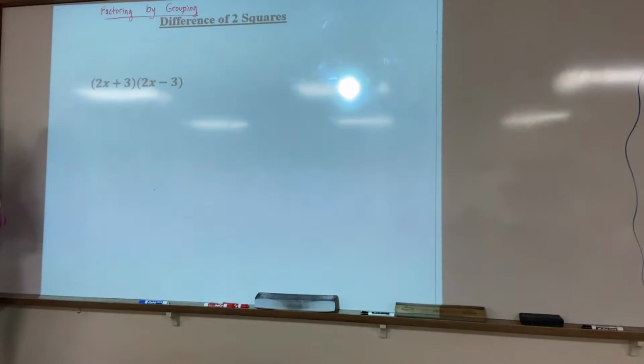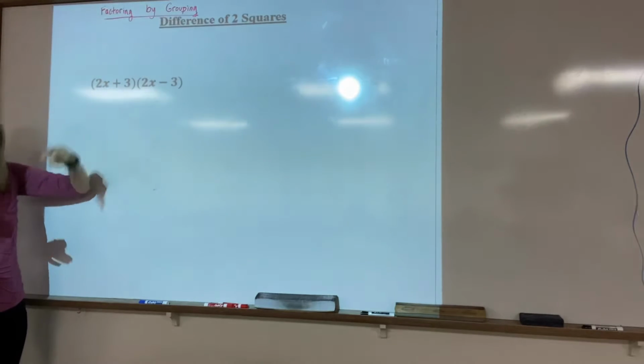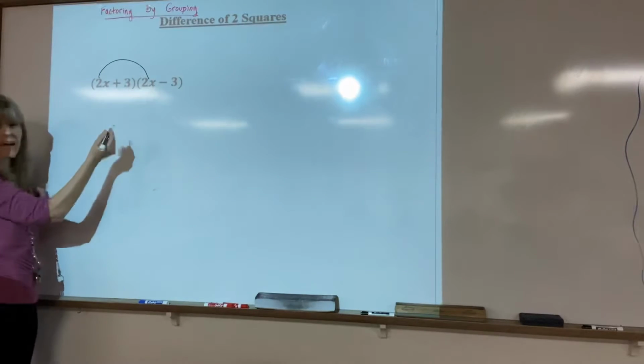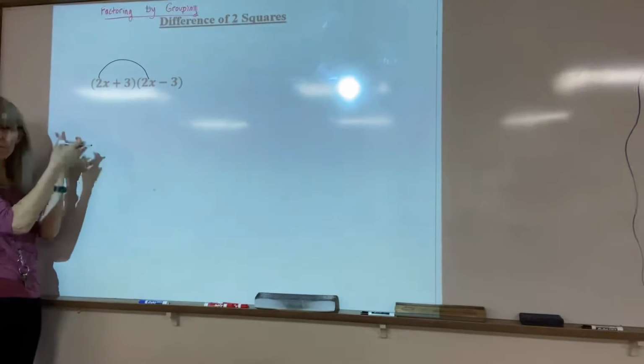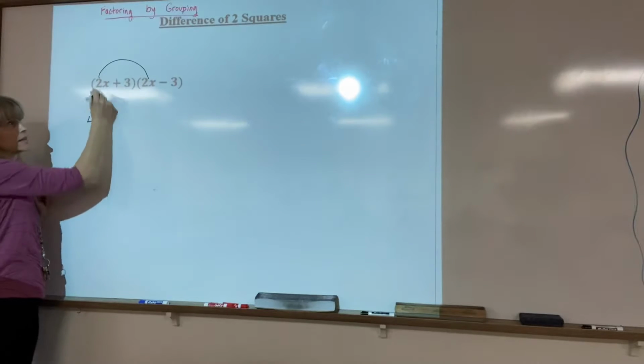Just watching right now. This is going to be another type of difference of two squares. I'm going to first show you what happens when I multiply this, and then we'll work backwards to factor. So here, 2x times 2x, notice it's the same thing, but it's not just x times x. There's a number with it.